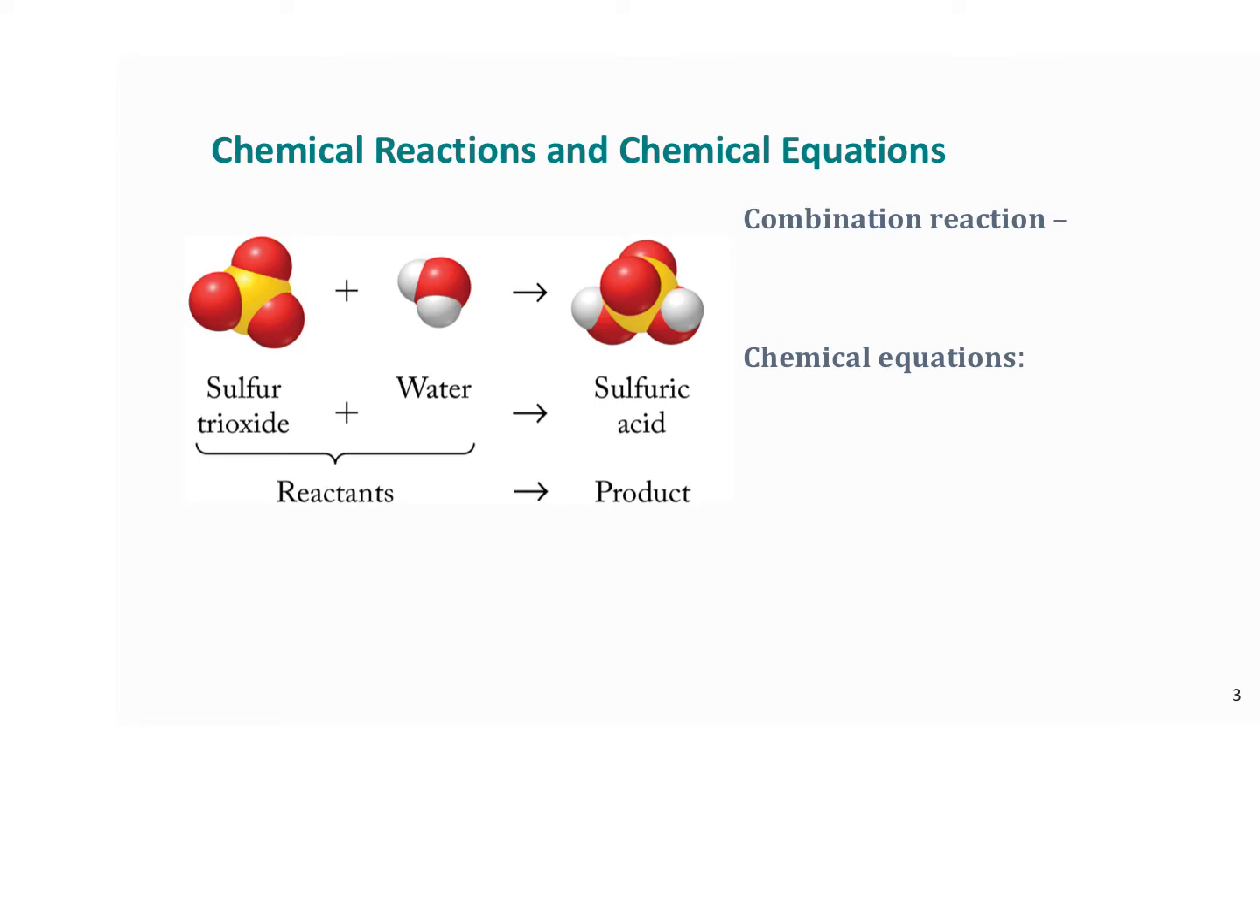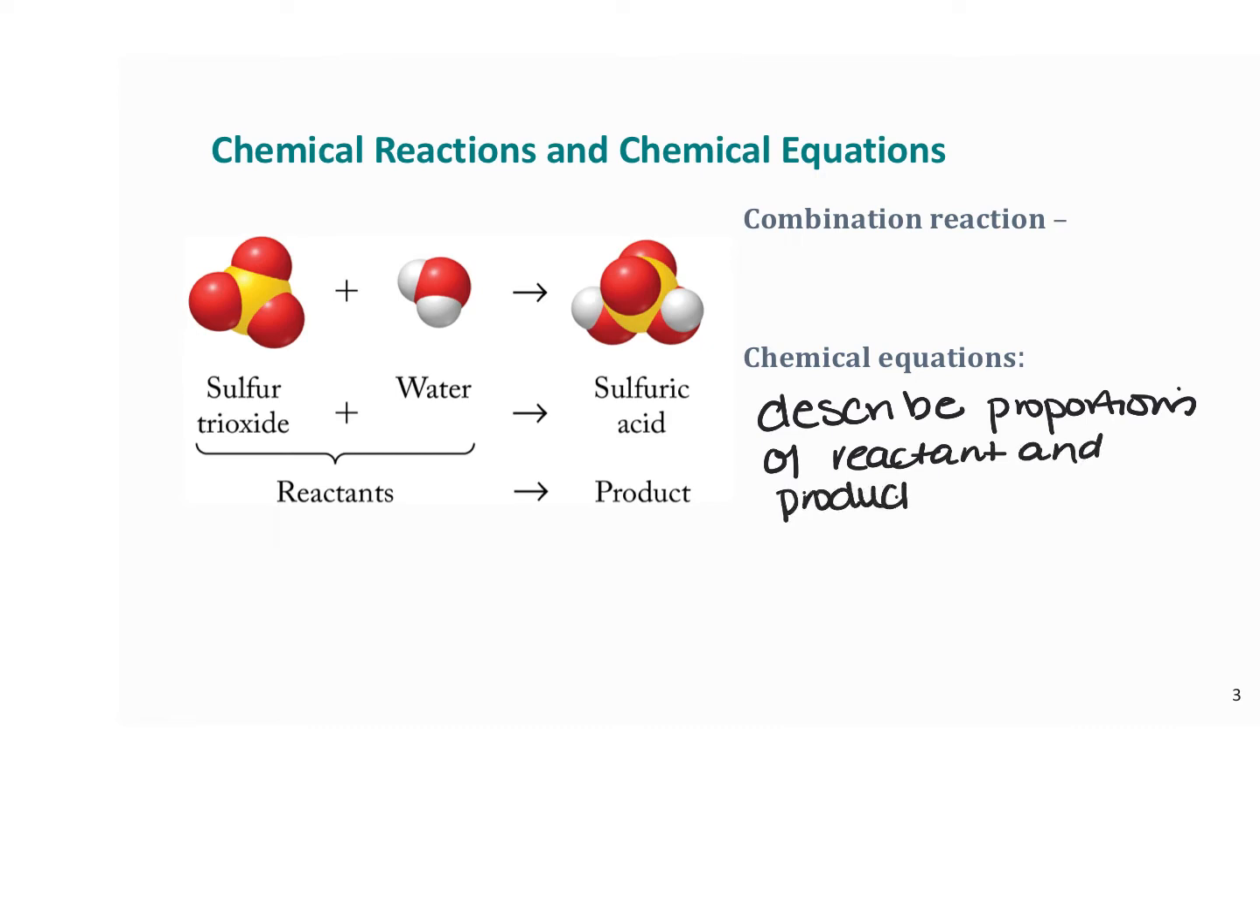Now, chemical equations basically describe proportions of reactants and products during a chemical reaction, okay? So the reactants here are the substances that are consumed. The products are the things that are produced. We also have different types of reactions.